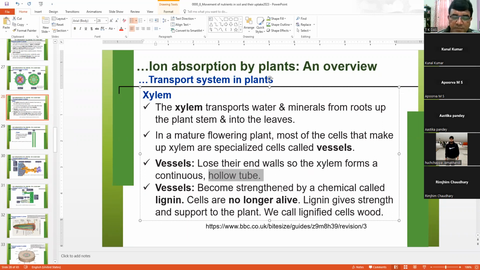These vessels become strong because of a chemical called lignin. So the cells are no longer alive, and lignin is accumulated inside. Lignin gives strength and support to the plant. We call lignified cells wood.